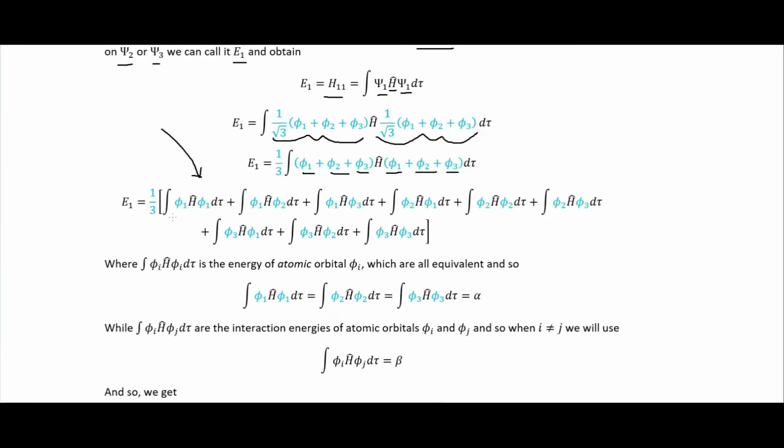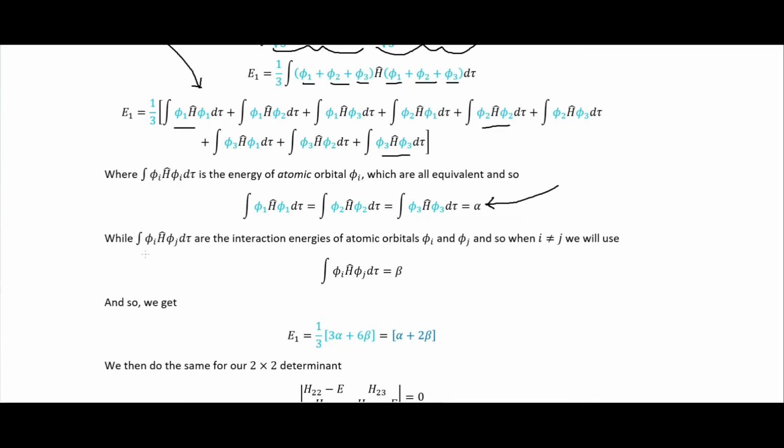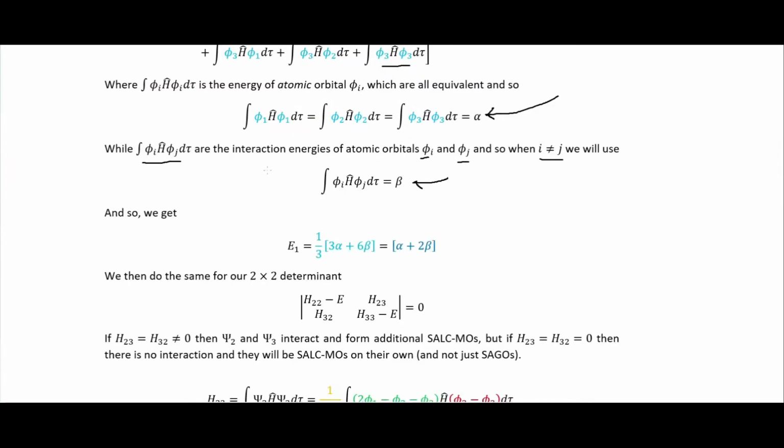And so we get each of these integrals here, but we see that we have this one here, and this one here, and this one here, which are just the atomic orbitals. Those are all equivalent, and we can call that alpha. And when I is not equal to J, these are the interaction energies of our atomic orbitals, phi I and phi J, and we will just call that beta here. If we make all those substitutions, our energy 1 is equal to 1/3 times 3 alpha plus 6 beta, and so we get this alpha plus 2 beta here.